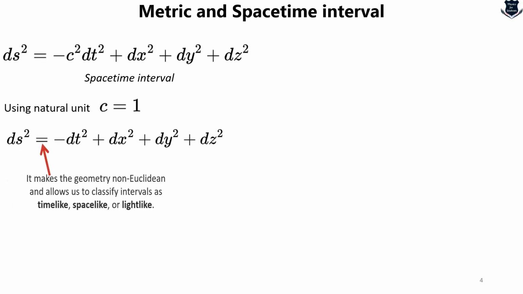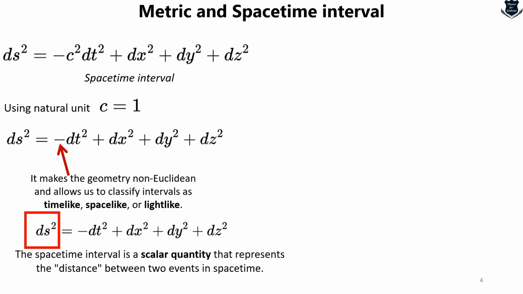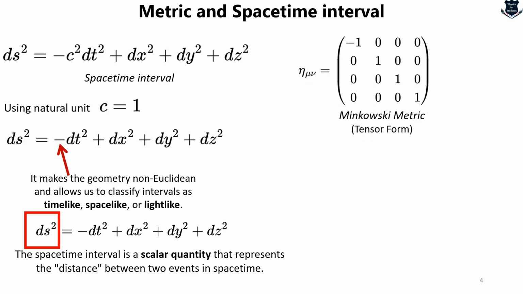So from here we come to know something very strange, which is this minus sign, and we will explore today what this minus sign is. In general, it is said that intervals are time-like, space-like, or light-like. So the minus sign is basically the key. It makes the geometry non-Euclidean rather than Euclidean. So this ds squared is the space-time interval, and it is squared because it represents two events in space-time.